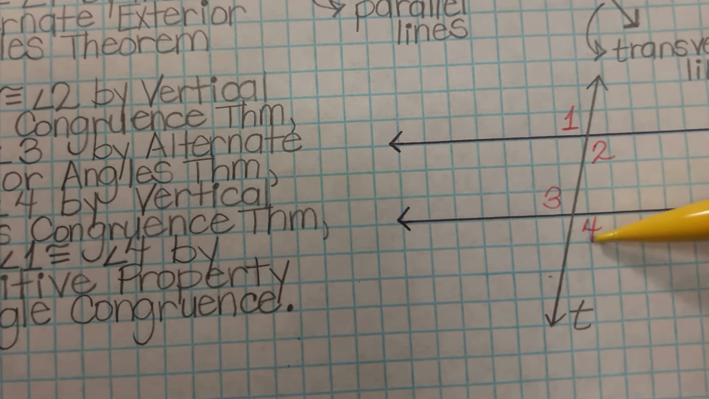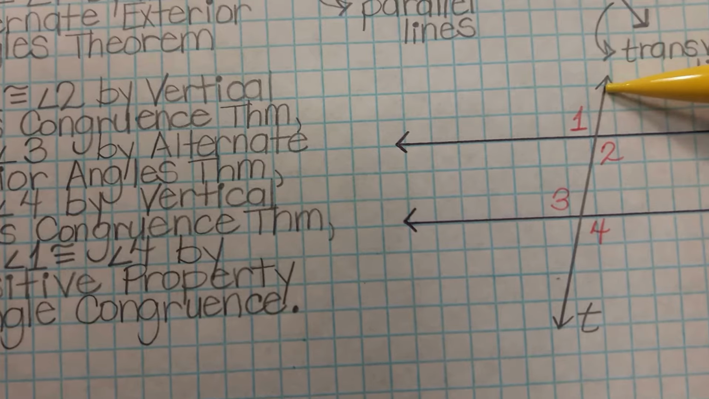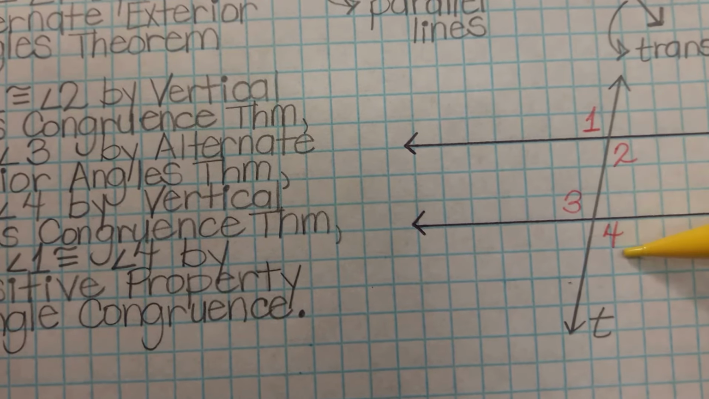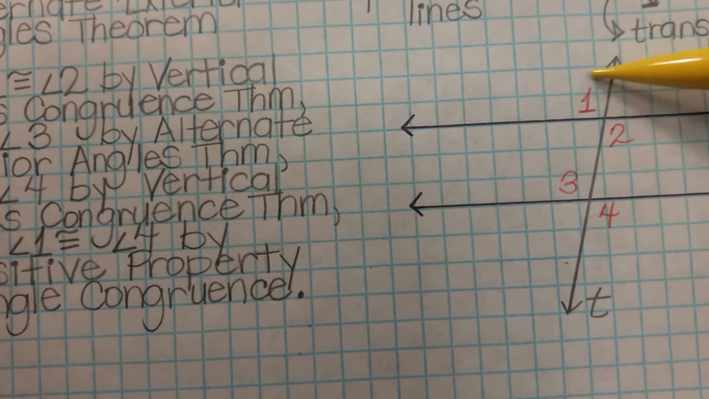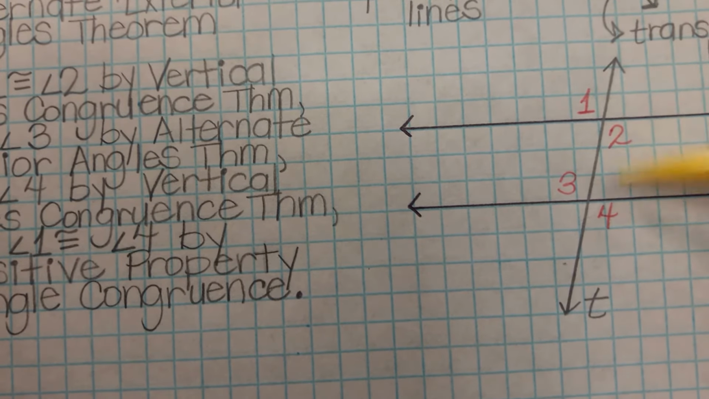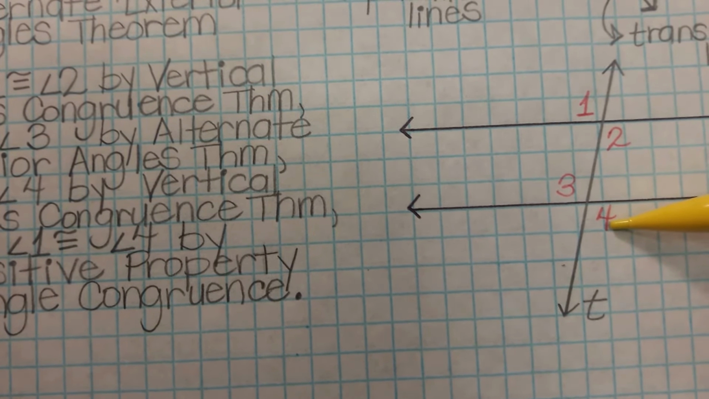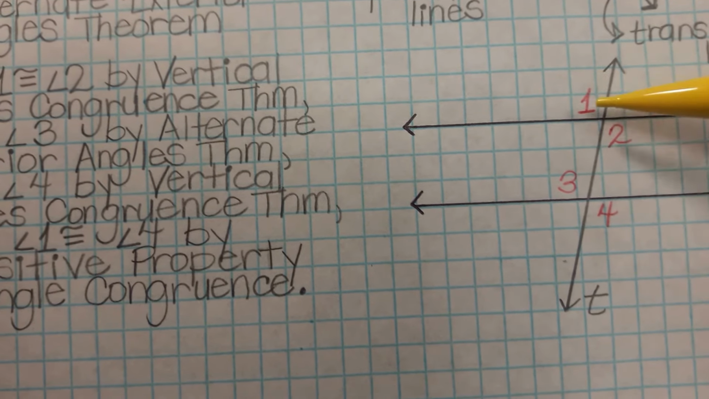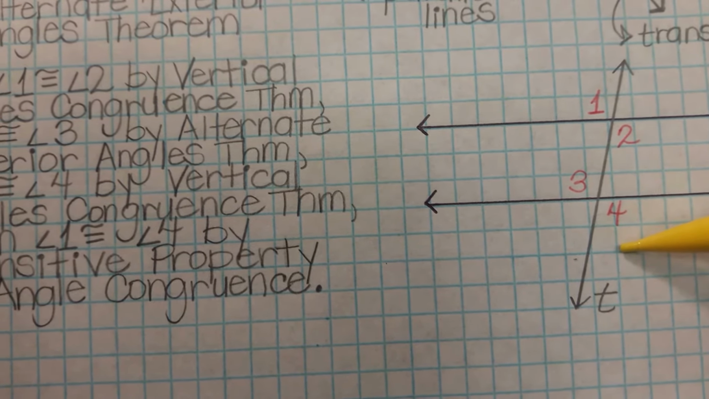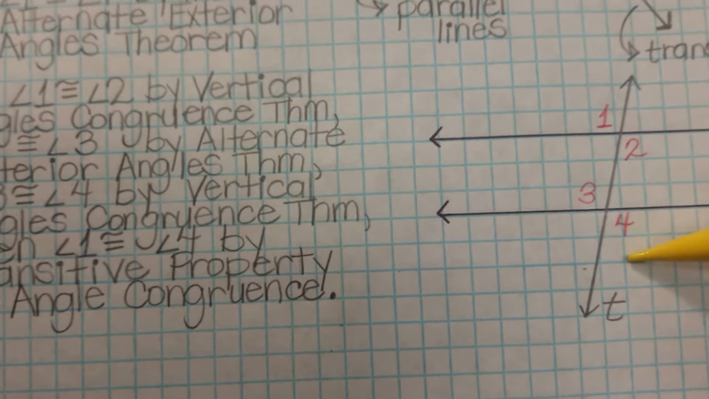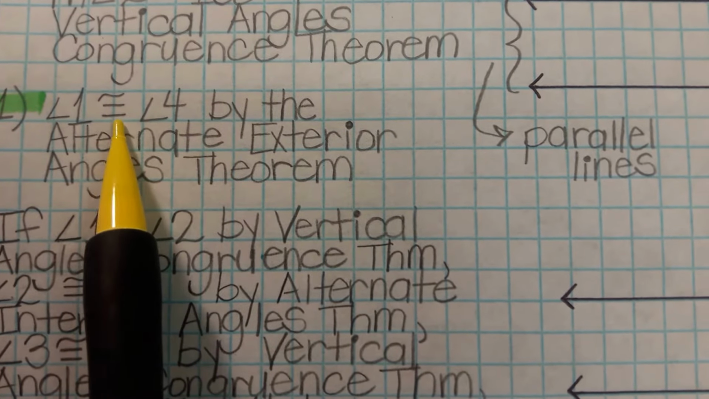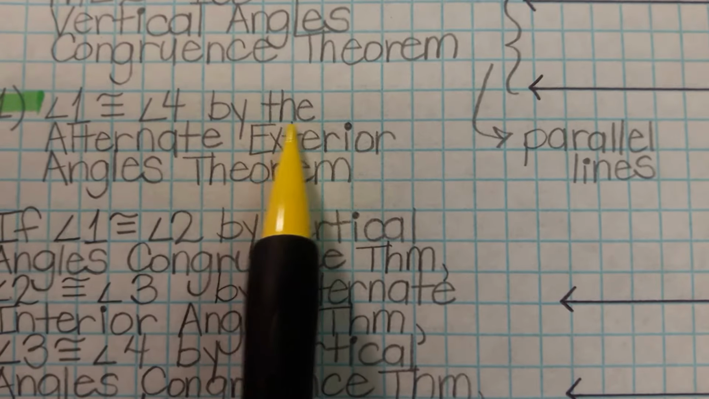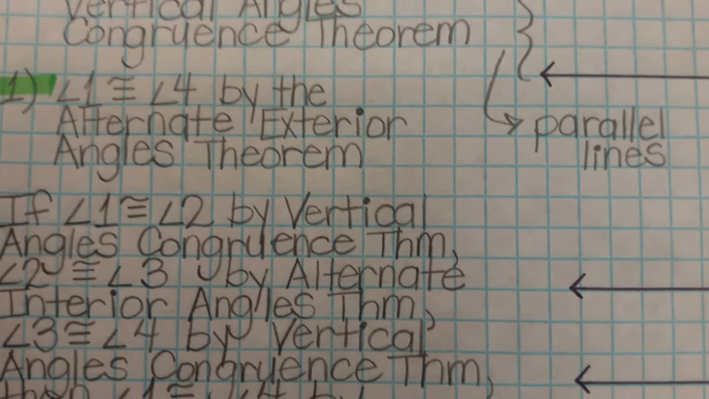The obvious answer is I see that they're on opposite sides of the transversal, so they're alternate. They're above and below the parallel lines, so they're outside of the parallel lines. So I can say by the alternate exterior angle theorem, they're congruent. So that's my first answer. For 21, it says angle 1 is congruent to angle 4 by the alternate exterior angle theorem.